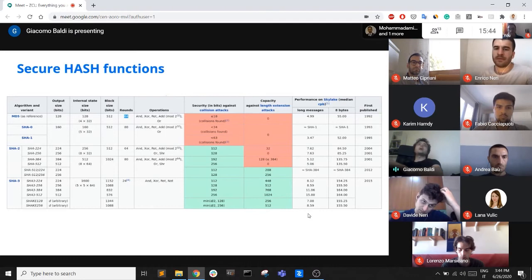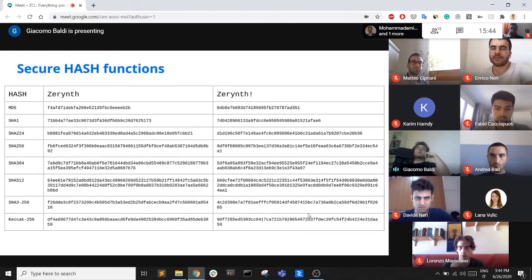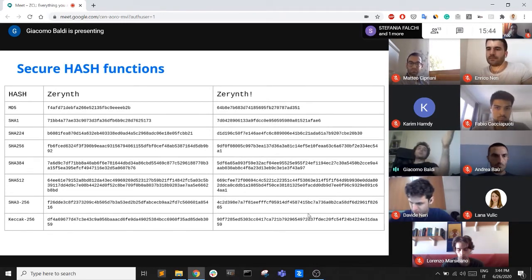There are, however, other hash functions. For example, the last one in the table is the Keccak-256, which is a version of the SHA-3 that was not accepted as a standard, and it is the one that is used in the blockchains. Okay, that has all the properties of the hash function. So it's secure, it's fast, it's deterministic, pre-image, second pre-image, and whatever, but it's not a standard.